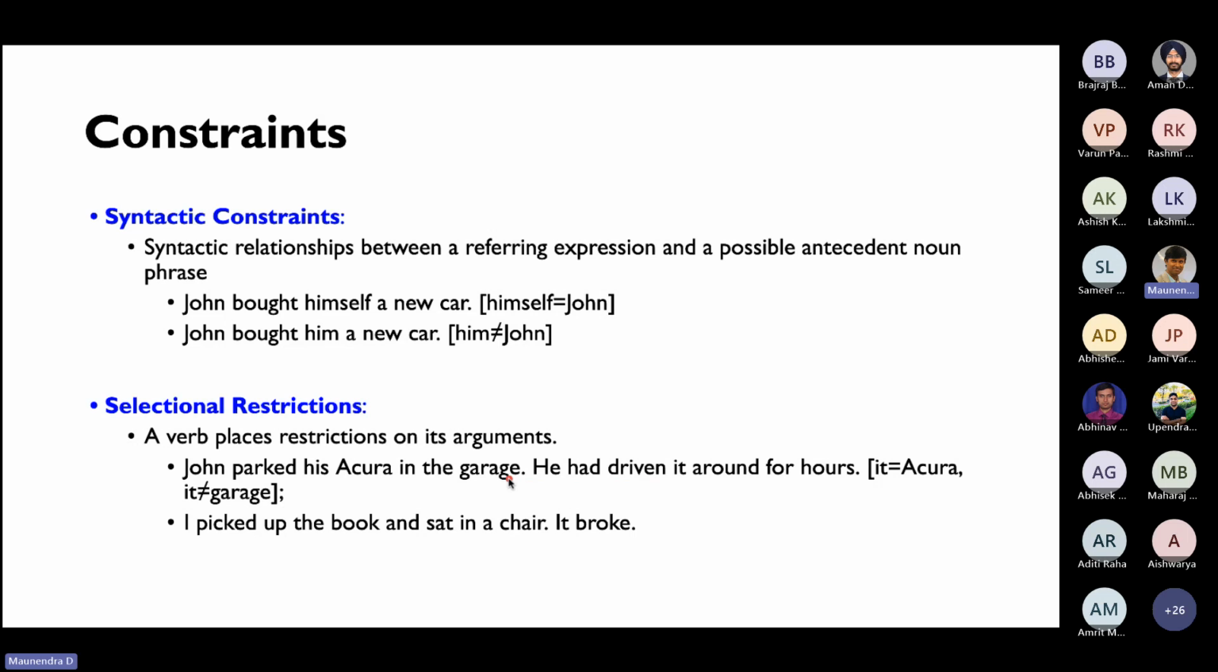So this is one selectional restriction where the verbs put on the reference. Then I picked up the book and sat in a chair. It broke. Now, book cannot break, chair can break. So the word it will refer to chair and not to book. So this again is a selectional restriction.